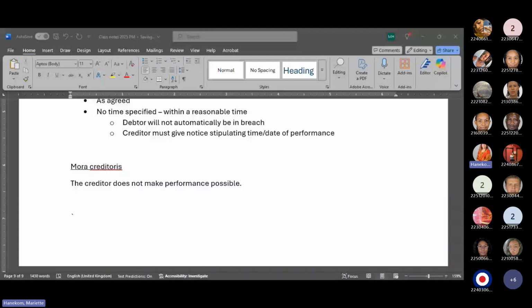So Evelina has bought Daniel's cell phone, and they agreed that Daniel will deliver the cell phone on Friday. And on Friday, he tries to deliver the cell phone, but Evelina is nowhere to be found. So he cannot do what he has set out to do. He tried his best. He's not doing anything wrong. He's not in breach of contract. Evelina will be in breach of contract because she did not make the performance possible. She was not there to accept delivery. Everybody with me?